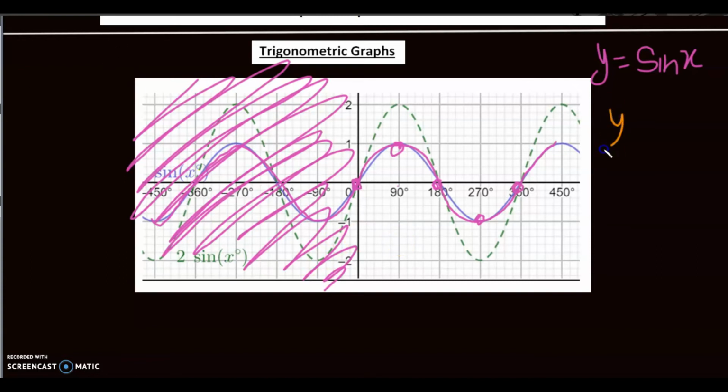What about the graph of y equals 2 sine x? This simply gets stretched. The graph gets stretched along the y-axis. So what was 0 initially is still 0 because 0 times 2 is 0. What was 1 becomes 2, since 1 times 2 is 2. 0 times 2 is still 0. Minus 1 times 2 is minus 2. 0 times 2 is still 0. So the graph looks like this for y equals 2 sine x.